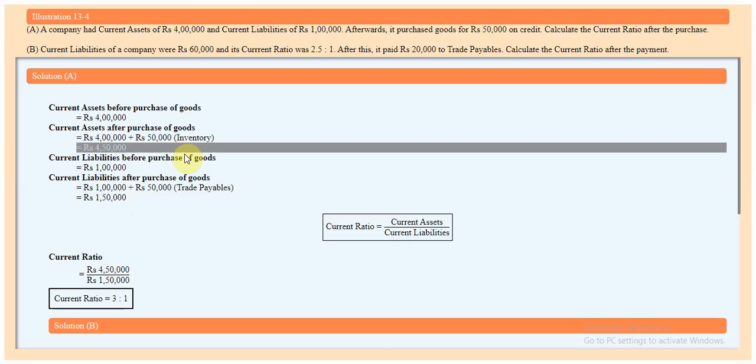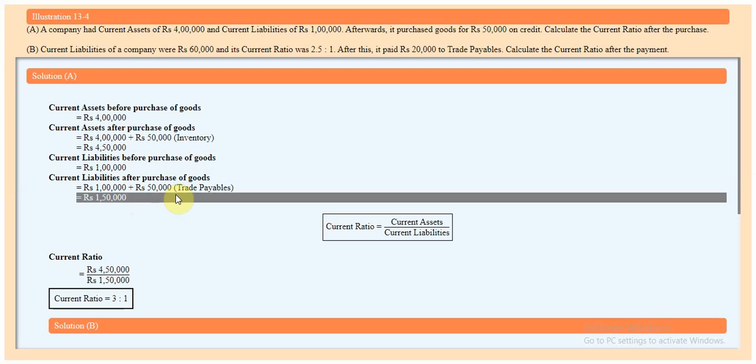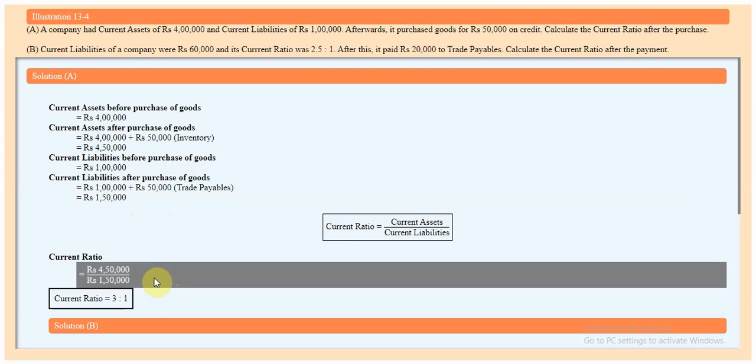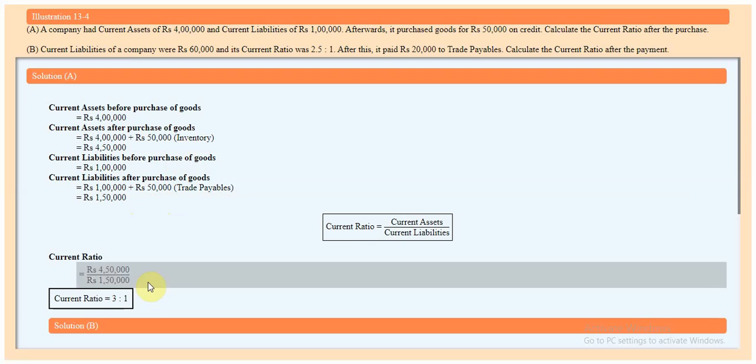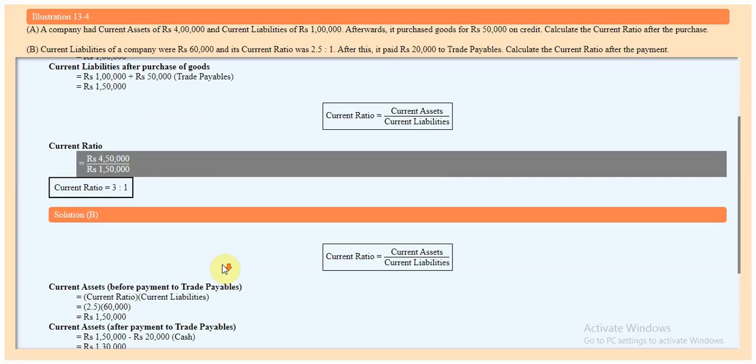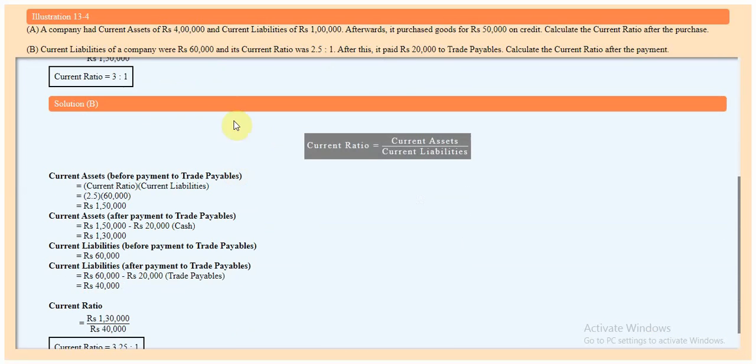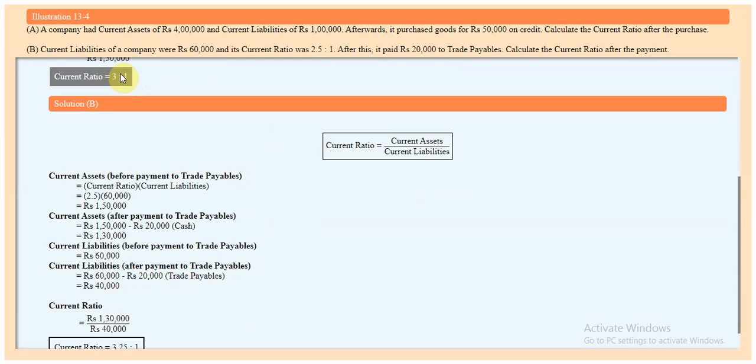Now that we have both current assets and liabilities after purchase of goods, we can directly go and find out the current ratio, which is 4,50,000 divided by 1,50,000, which will be 3:1. Now we'll move on to subdivision B.